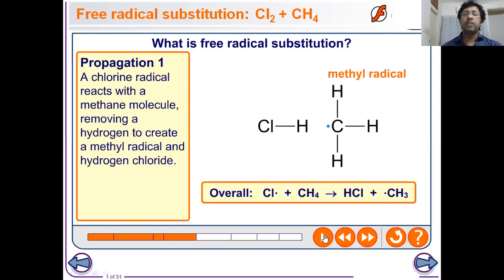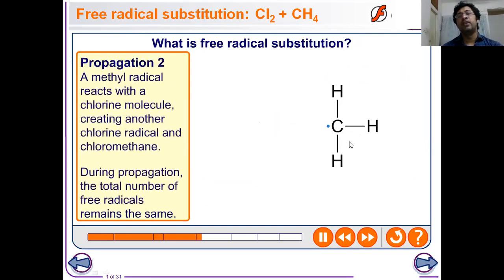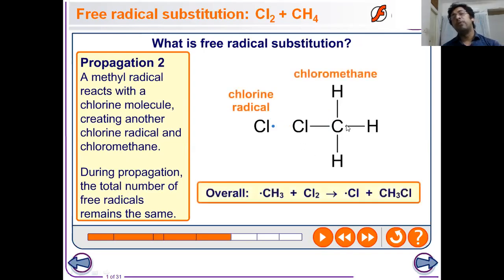In the next step of propagation, this methyl free radical is also very highly reactive as it has an unpaired electron. So it will attack the chlorine molecule and take one chlorine atom. We have to use this type of curly arrows, which we can see in the figure, and we will see chloromethane is formed by this process.